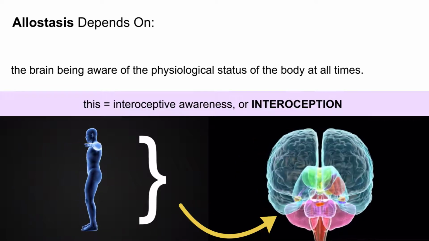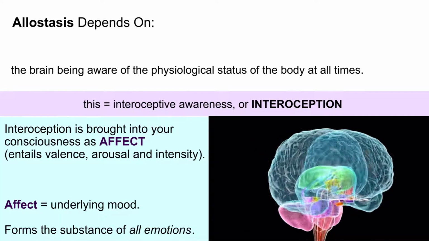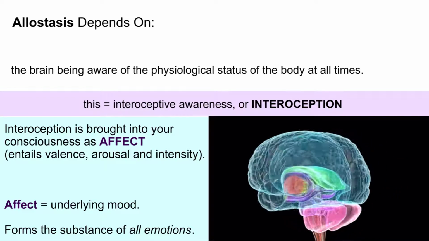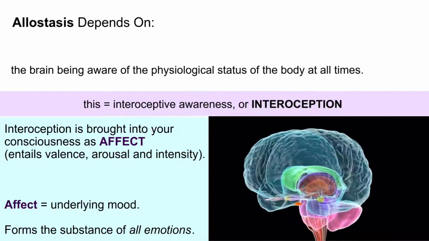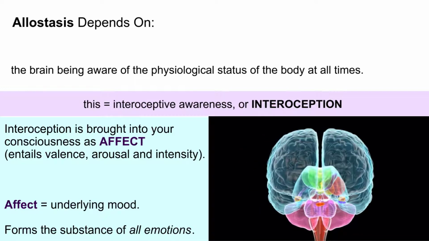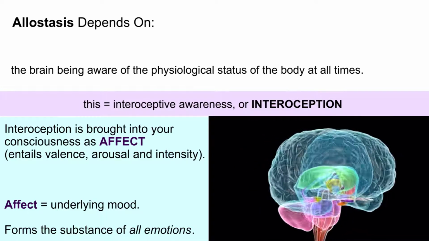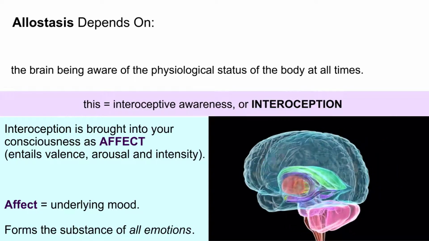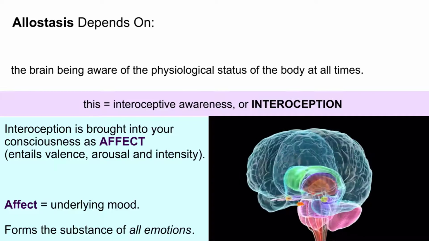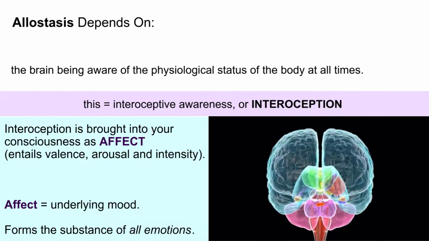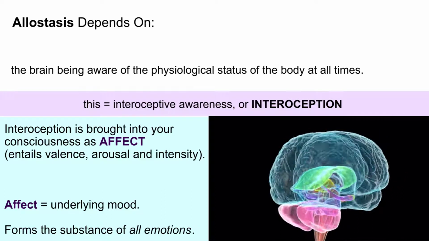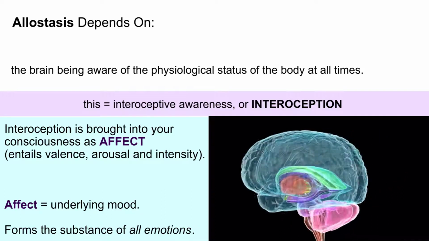Allostasis and interoception therefore go hand in hand as concepts. Interoception is brought into your consciousness as affect. Affect is much more basic than emotion, but it forms the substance of all emotional experiences. It describes basic underlying moods that you wouldn't typically label, and comprises 3 dimensions: valence, how good does this mood feel; arousal, am I energized or subdued; and intensity, how strongly am I feeling the way that I'm feeling.